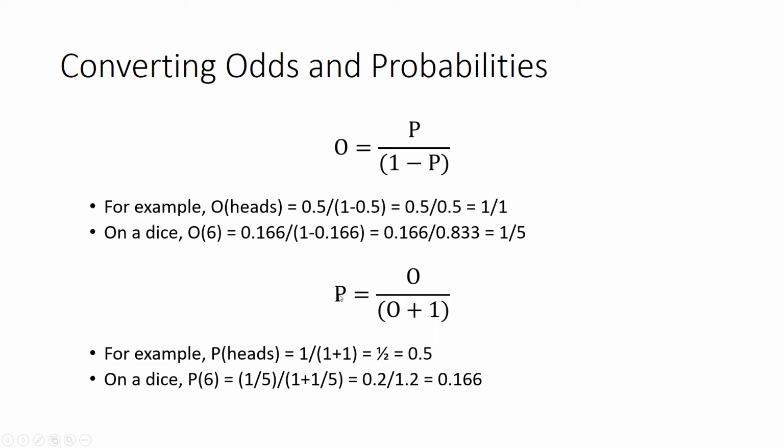And you can do it the other way around. You can get the probabilities by taking the odds as a fraction and dividing by the odds plus 1. So the probability of heads is 1 divided by 1 plus 1, which is 1 divided by 2, or a half. The probability of 6 on a die is a fifth divided by 1 plus a fifth, or 1.2, which gives us 0.166 in total.